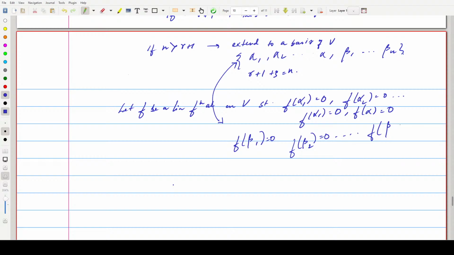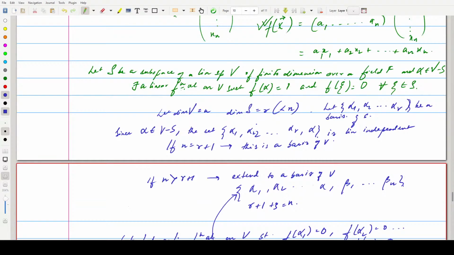F of beta n, or beta n equals 0, right? And alpha 1, alpha 2, alpha 3 are... let me just define this. I think I made some mistake in the analogy. Since we're extending this, this should be some sort of scalars, since we're going to be defining this xi. And what is xi?